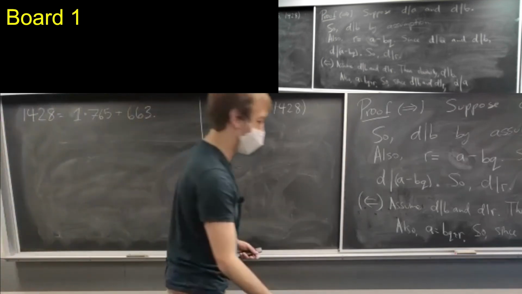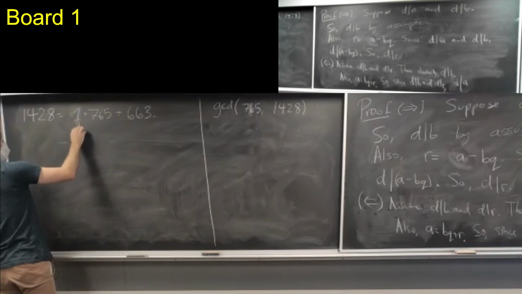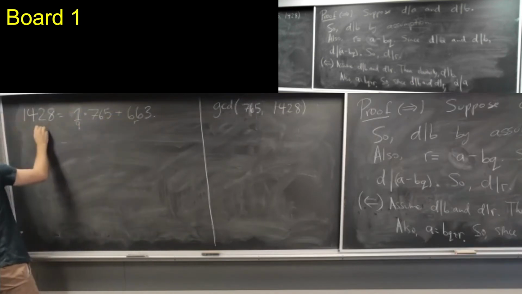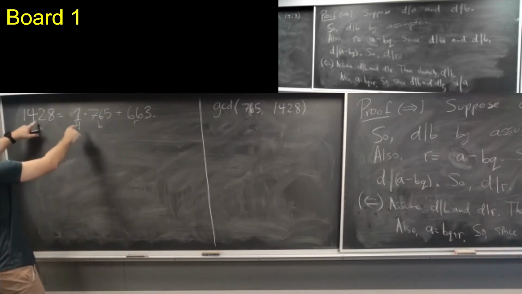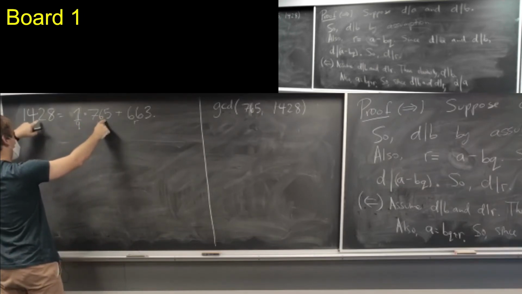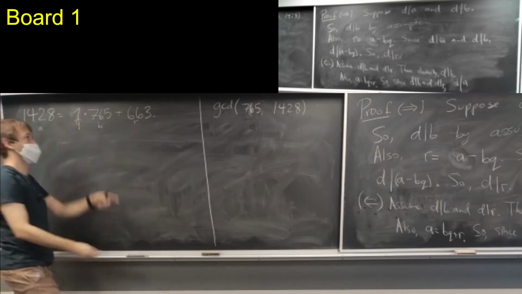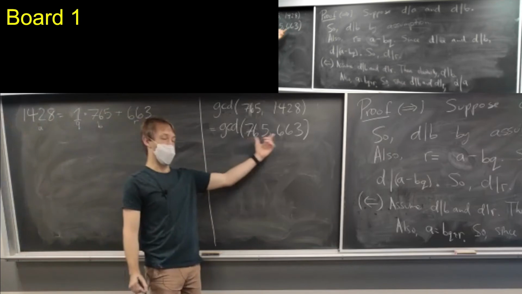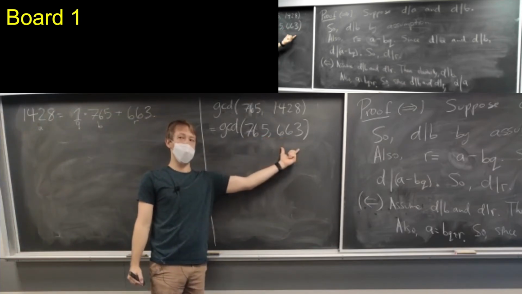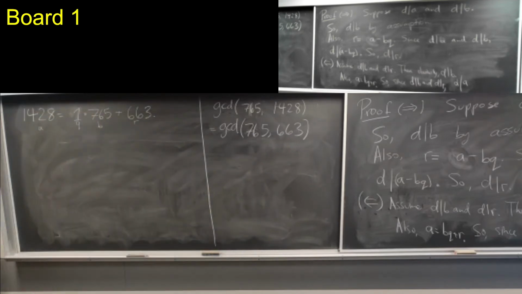So with this proposition we just proved, if I think of my 1 as Q, and this is R, and this is A, and that's B, what we just proved says that the GCD of 1428 and 765 is equal to the GCD of 765 and 663. That basically has reduced our numbers to something a bit smaller. Of course, I wouldn't call these small numbers, they're still kind of big. But it's made our situation a little bit better.